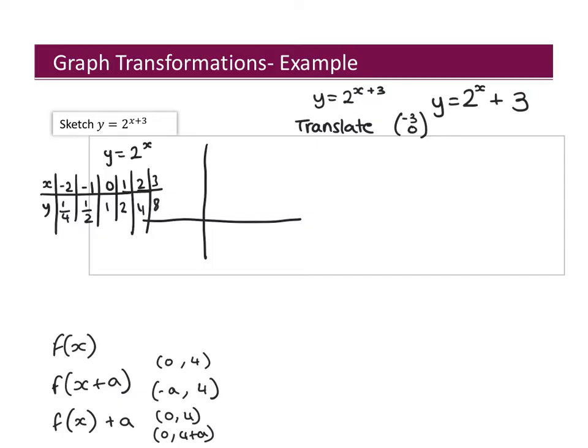Okay? So when you're plotting your graph, you know it's going to look something like this. We're going to cross here at 0, 1. We're going to have an asymptote on the line y equals 0, because no matter what value of x, it's never going to equal 0 or go below that line. Okay? So this is our graph.